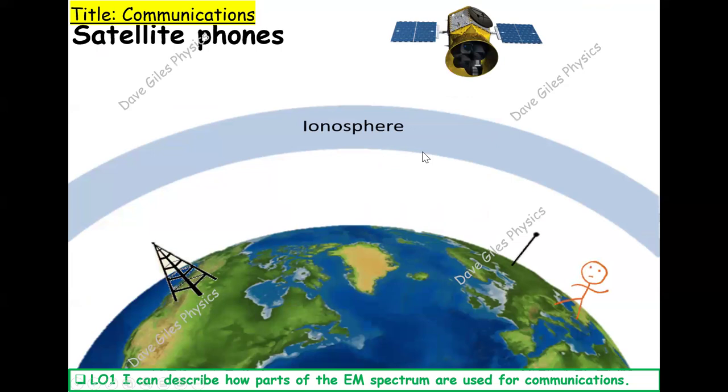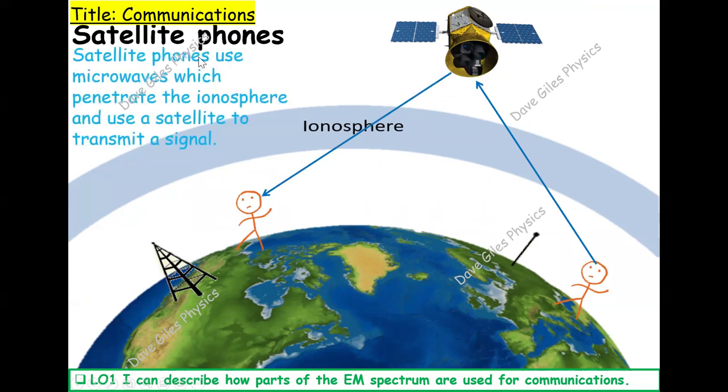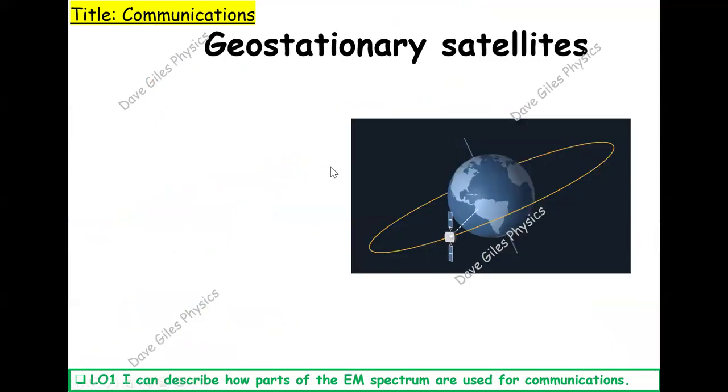So the way it works is it bypasses the antenna here. I send my signal straight to the satellite and then send it straight to Bob. So satellite phones use microwaves which penetrate the ionosphere and use a satellite to transmit a signal. Okay. So we need to know a little bit about satellites.